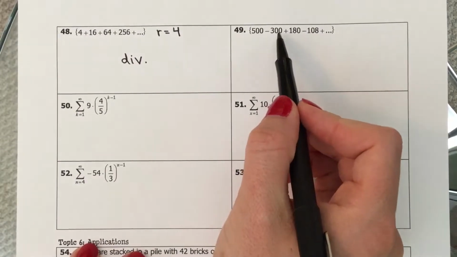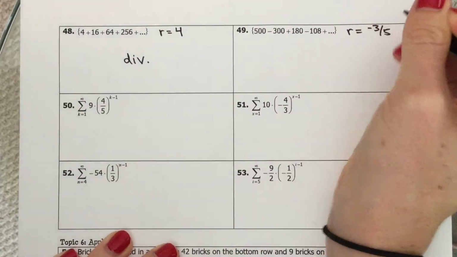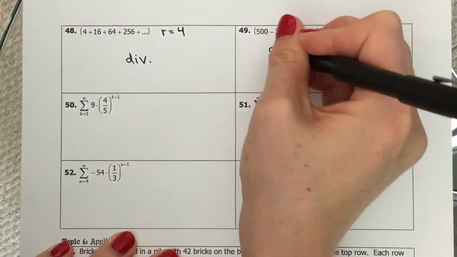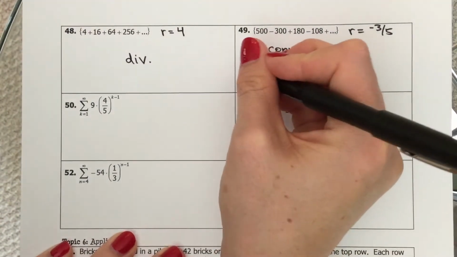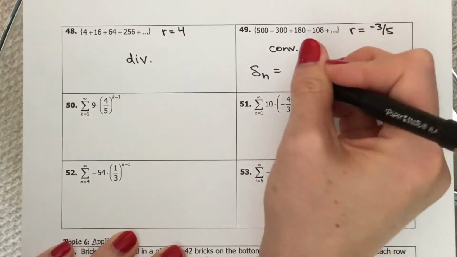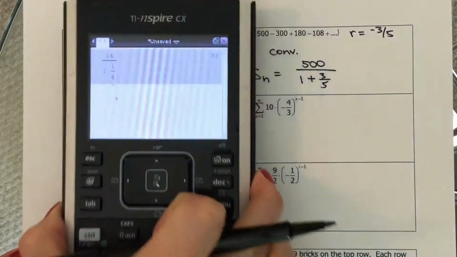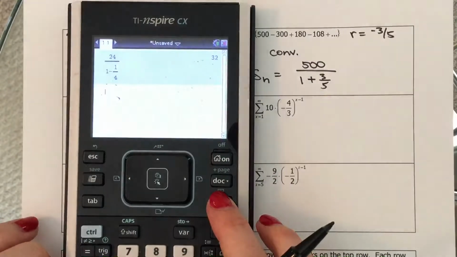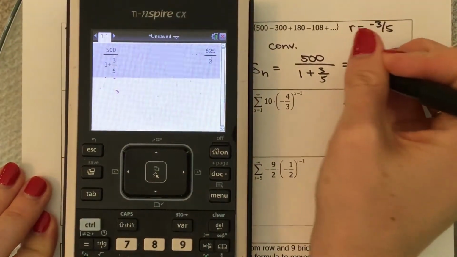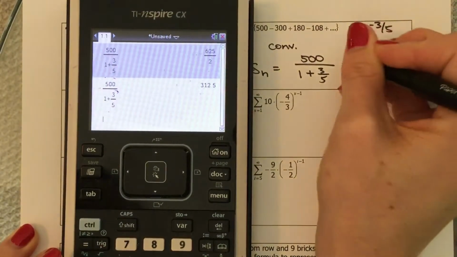This one, if you divide this out, 300 divided by 500, I get -3/5. It's always a good idea to just double check each one. So this value is smaller than 1. So this one converges. So our sum is A1 divided by 1 minus R. Okay, so I get 625 divided by 2, or 312.5.